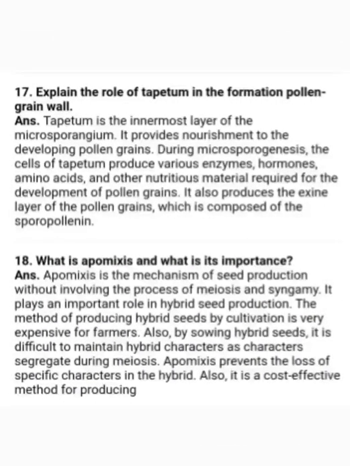Question number 17. What is the role of tapetum in the formation of pollen grain wall? Tapetum, which is the innermost layer of the microsporangium, provides nourishment to the developing pollen grain. During microsporogenesis, these cells of the tapetum produce enzymes, hormones, amino acids or other nutritious material which are required for the development of pollen grains, and thus it is a nutritive layer. It also produces the exine layer of the pollen grain which is composed of sporopollenin.